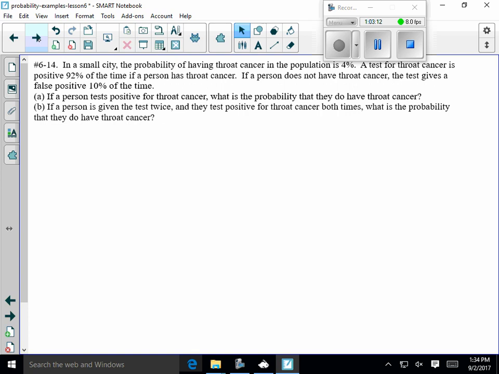And then secondly, if the person is given the test twice, if they test positive, and they test positive the second time as well, then what's the probability that they do have throat cancer? So pause that one and give it a try.